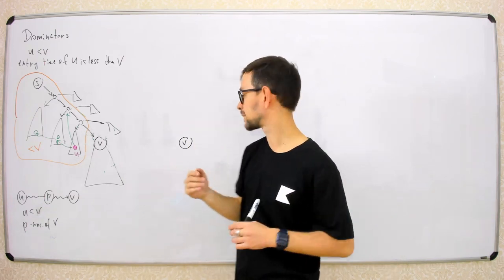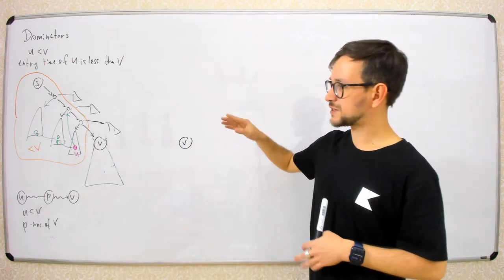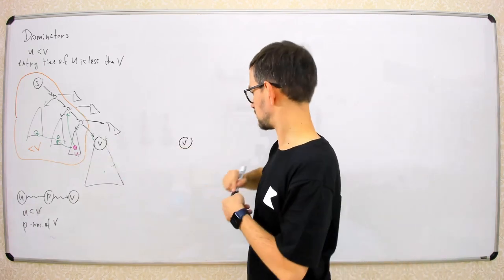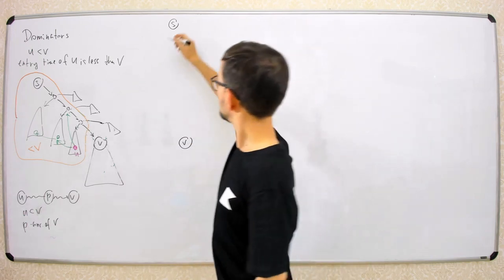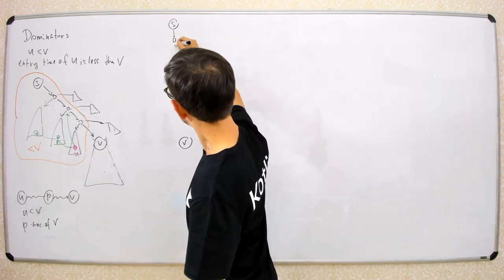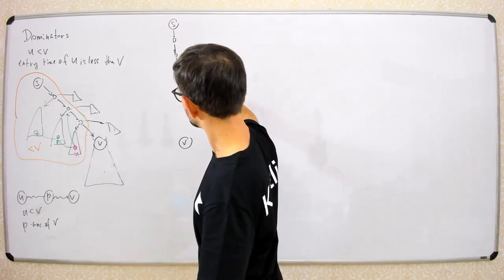It's quite obvious. So let's look at all ancestors of V in this DFS tree. So we start from node S. Again, we call DFS from node S, and we build this DFS tree. And these nodes are the ancestors of V.